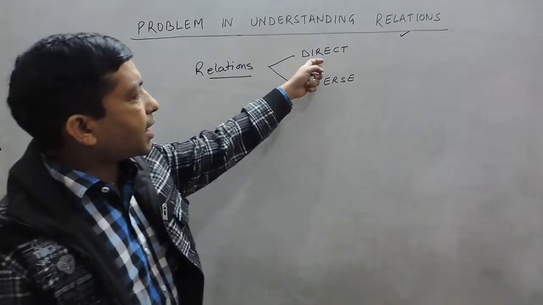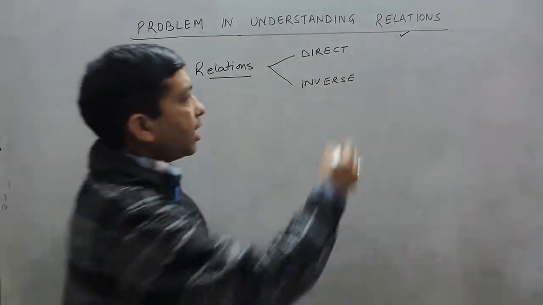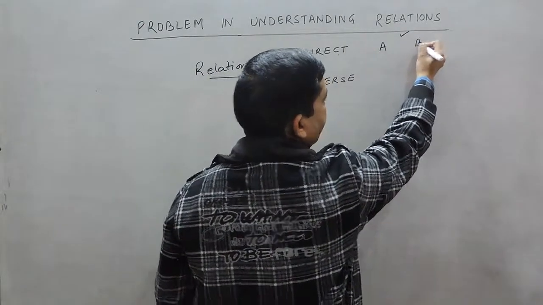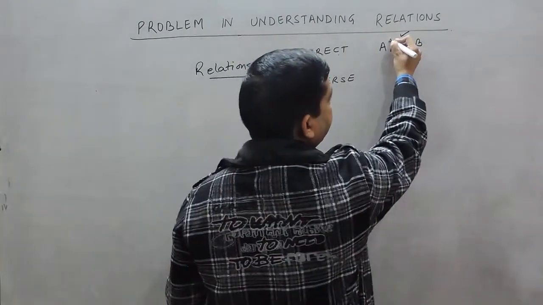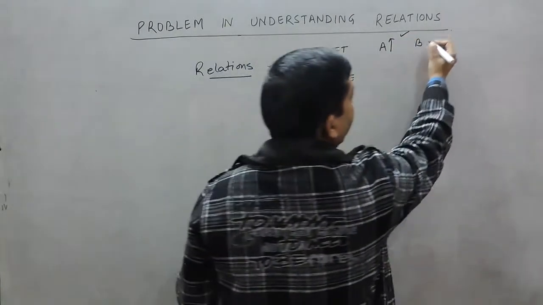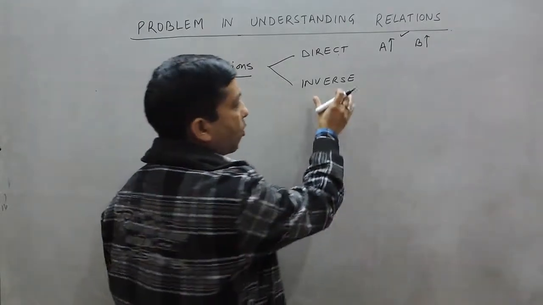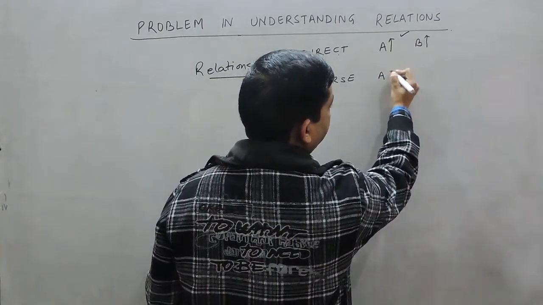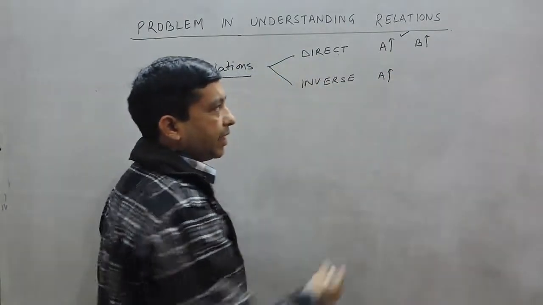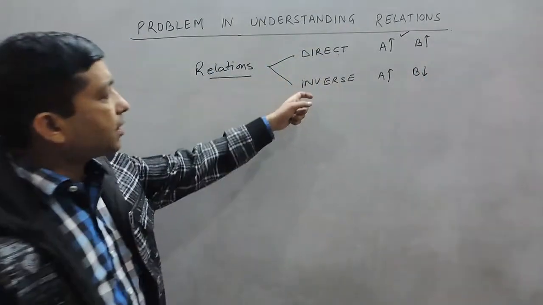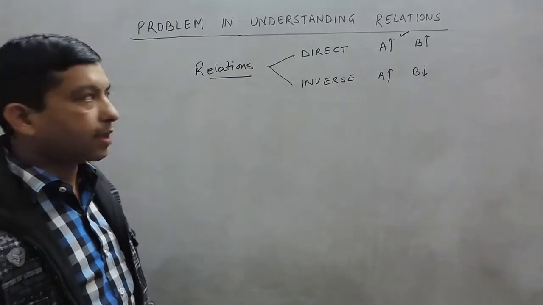Direct relation means that if there are two things, A and B, and A is increasing, then B is also increasing. This is known as direct relation. While in the case of inverse relation, if A is increasing, then in this case B has to decrease. This is known as inverse relation.